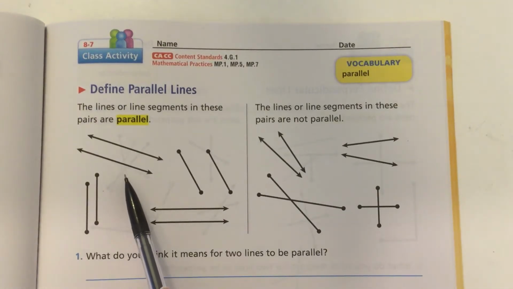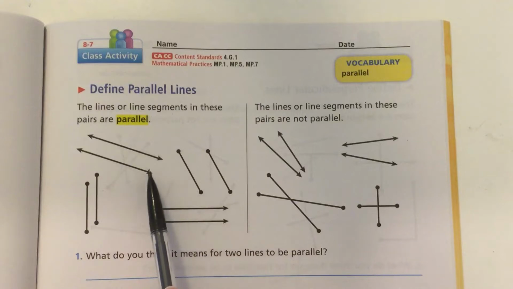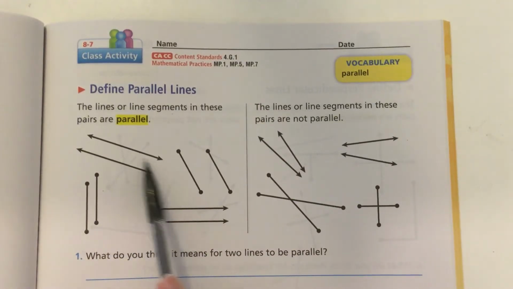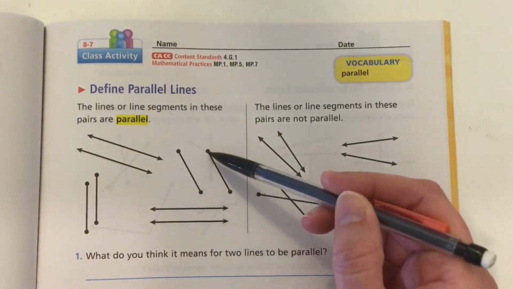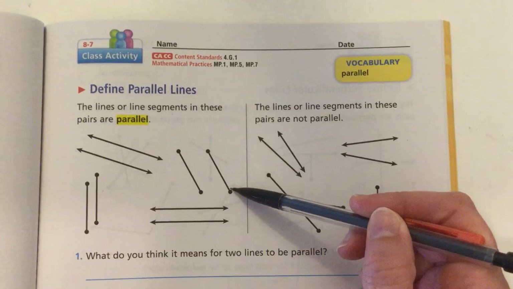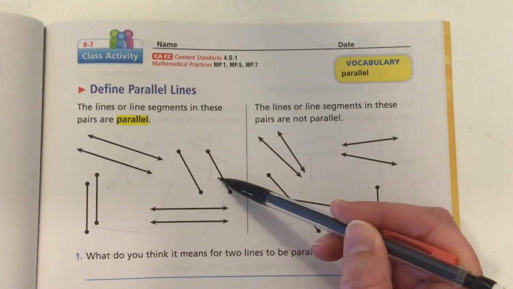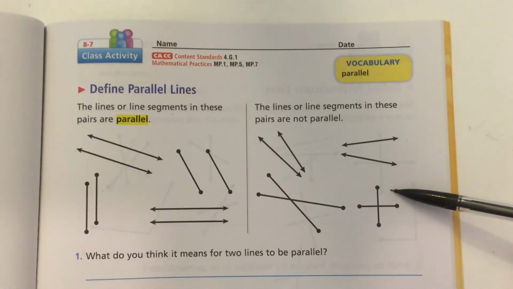You've seen these before. Notice that in our book we see the difference between line and line segments. So you've got some lines that are parallel. Remember that lines go on and on in both directions with arrows, and then line segments end. There's an end point on both sides. But you can still have parallel lines and parallel line segments. Notice that these over here are not parallel.